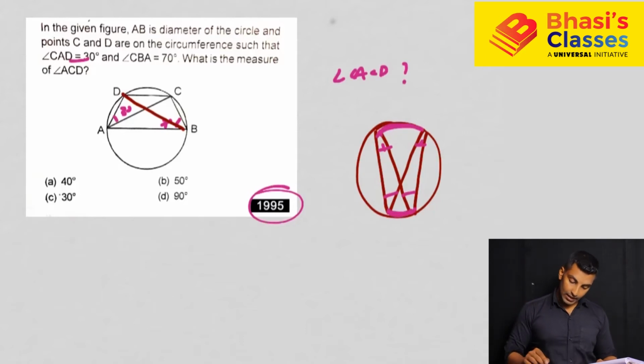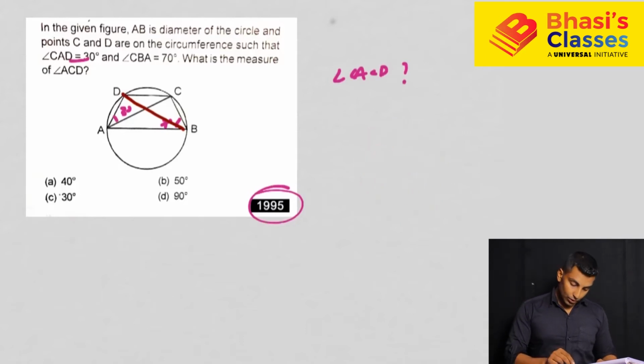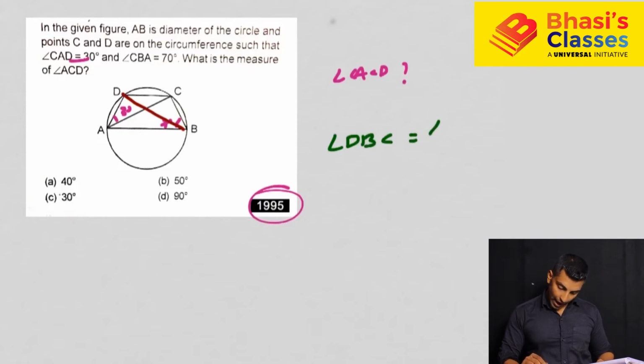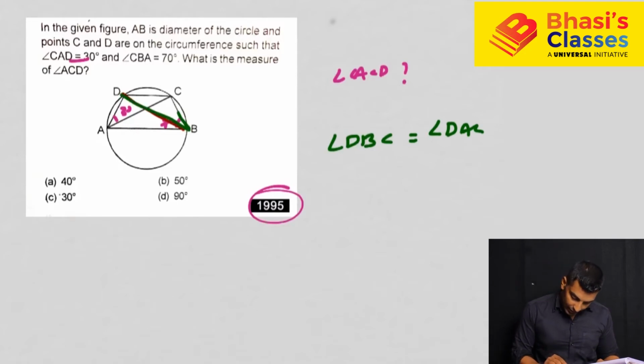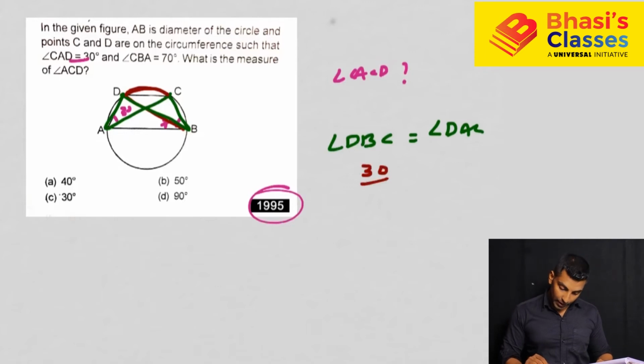So you can think in this line here. Angle DBC will be equal to angle DAC, right? See, this angle DBC will be equal to angle DAC. Why? Because both are from this arc. I hope this is clear. So angle DBC will be equal to angle DAC, and angle DAC is given as 30. So angle DBC will be 30.